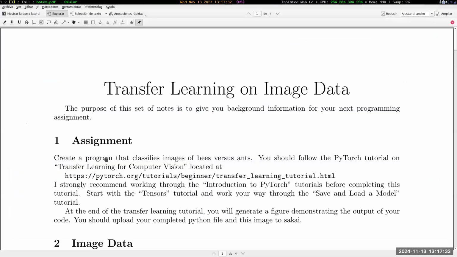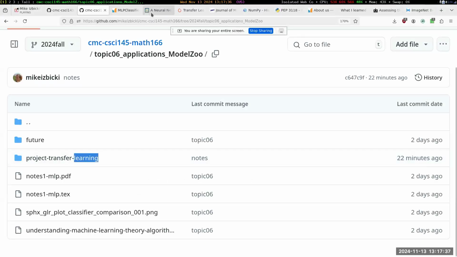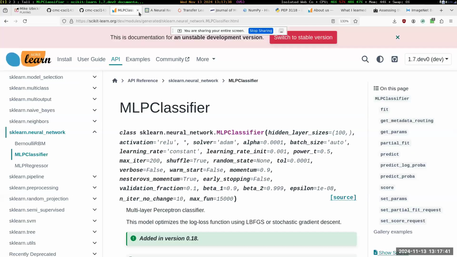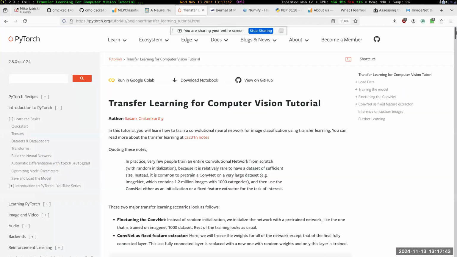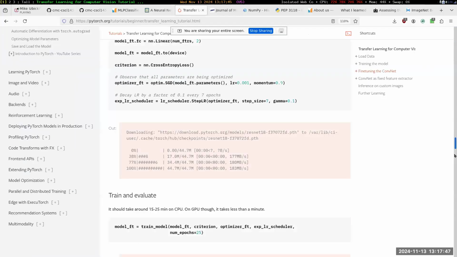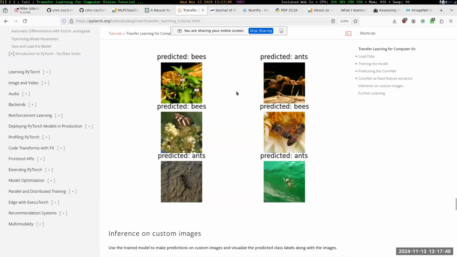This is what that file looks like. Transfer learning on image data. You will be doing some PyTorch and computer vision work for your next homework, trying to decide whether a picture is of a bee or of an ant. So that's one thing that we'll be doing today.